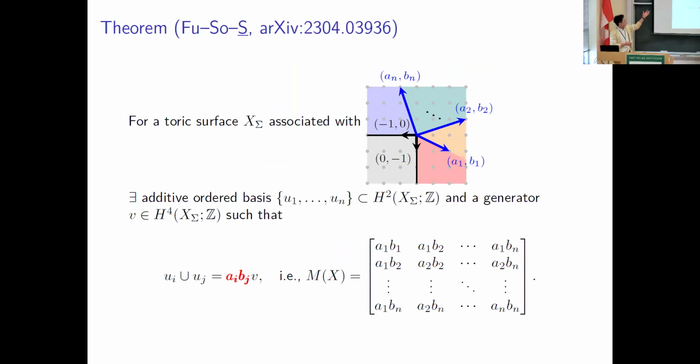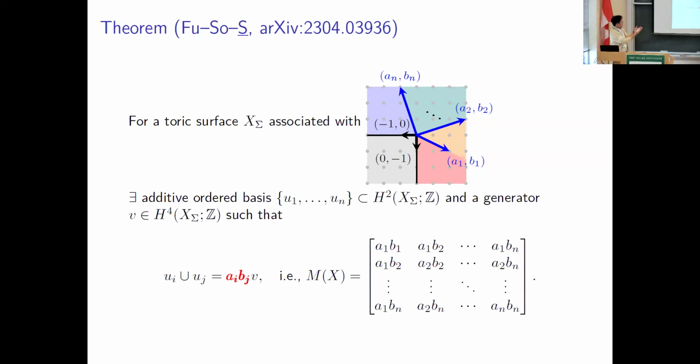If you look at the toric surface associated with the fan, which I described before, there is a nice additive basis, u1 through un in degree 2, and then in degree 4, one generator, such that when you multiply ui and uj, there's some divisibility, ai bj. So this is our formula. Pretty straightforward somehow.